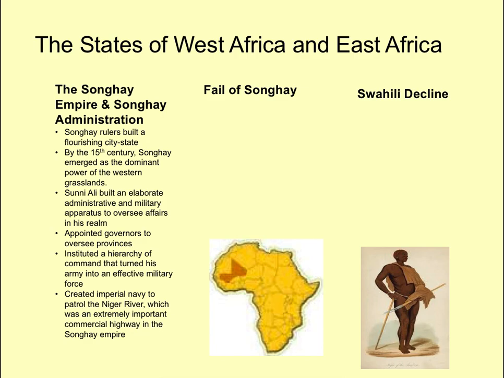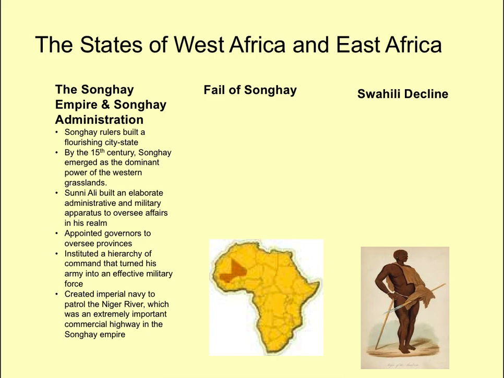We've already moved from the kingdom of Ghana and the kingdom of Mali. Those have deteriorated. Songhai will be the last major kingdom that we see, and Sunni Ali will be the leader. He'll build a very elaborate bureaucracy, a really centralized, organized government to hold his realm together. He'll appoint governors to oversee the provinces, the little cities in his kingdom that he can't reach, to rule on his behalf. They'll institute a hierarchy of command that turned his army into an effective military force, and that's what he'll use to quell any revolts occurring in his land.